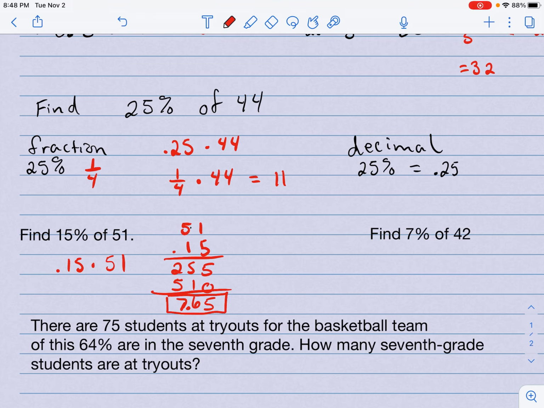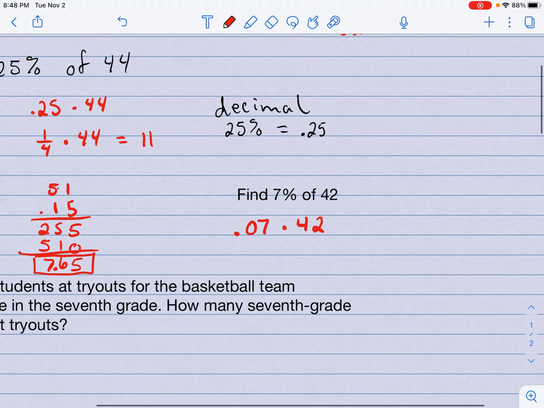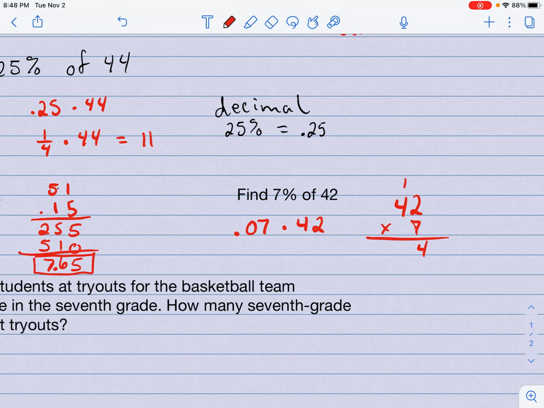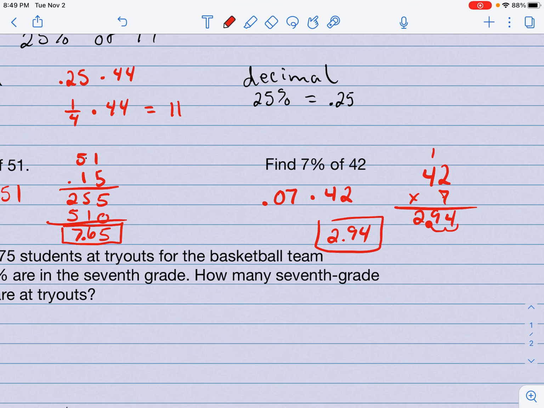Okay, same thing here. Now remember, since this is 7%, you move the decimal over 2 to the left, so that's 0.07 times 42. And once again, that'd be the same as 42 times 7, and then we're just going to move the decimal in 2 to the left. So 7 times 2 is 14, carry the 1. 7 times 4 is 28, so 294. We bring in the decimal 2, right? So you get 2.94. So all you're doing here is multiplying.